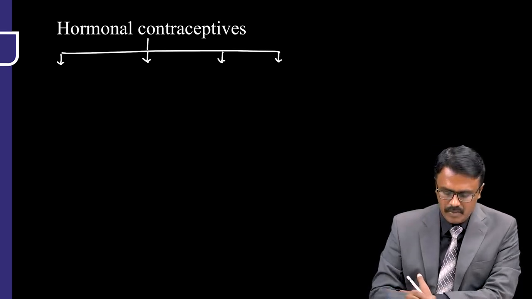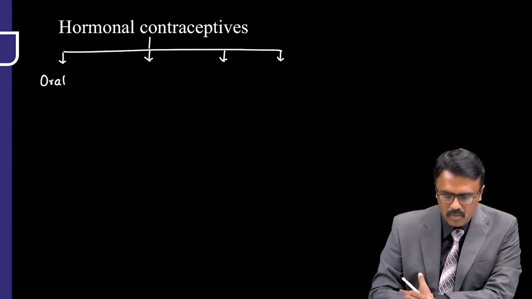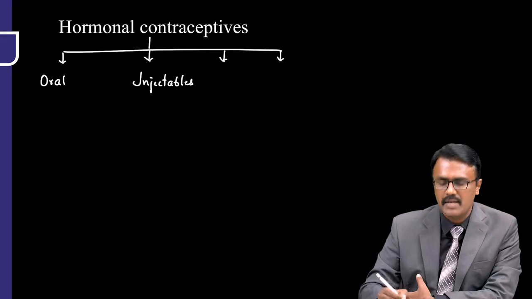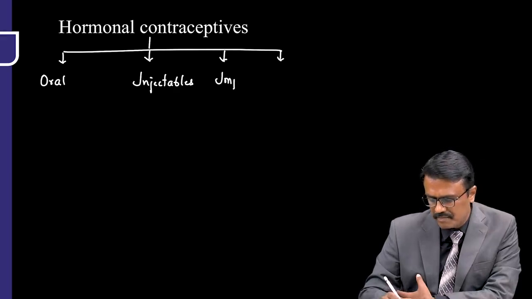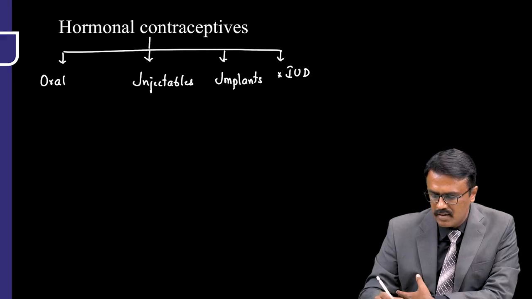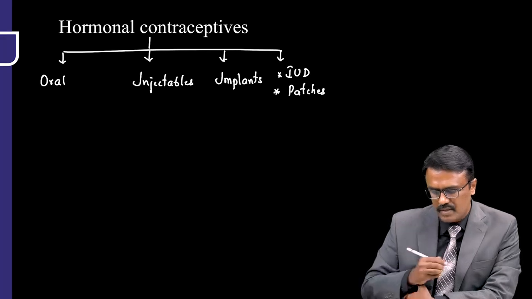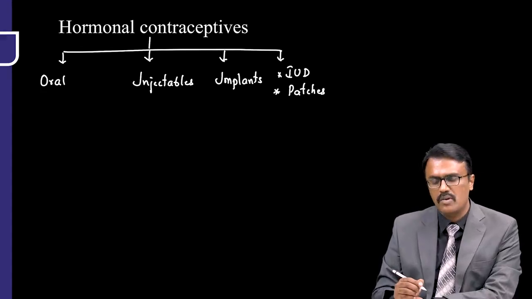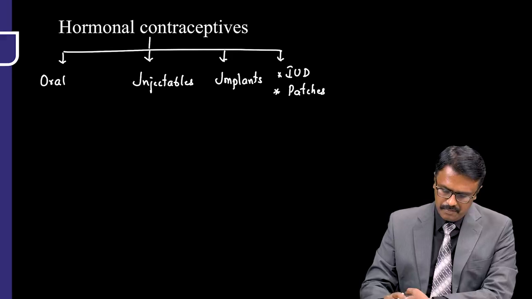Importantly, we use them by oral route, we use them by injections, injectables, or we use them as implants, that is under the skin. We use them with the help of IUD, intrauterine device, as well as in the form of transdermal patches. So these are the different dosage forms where we use hormonal contraceptives. Now, how do they work? What is the mechanism of action?